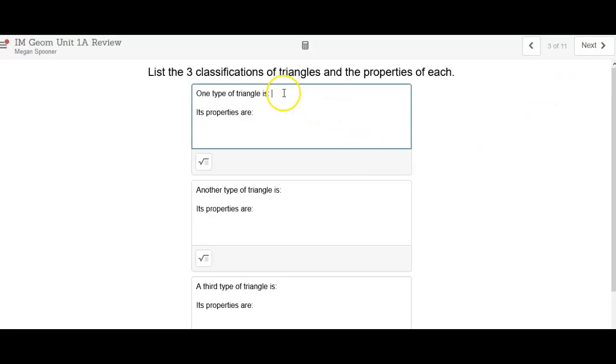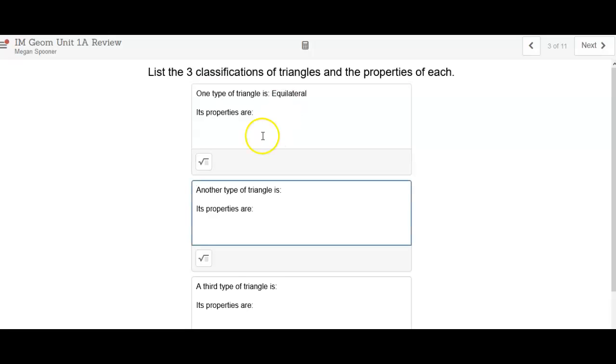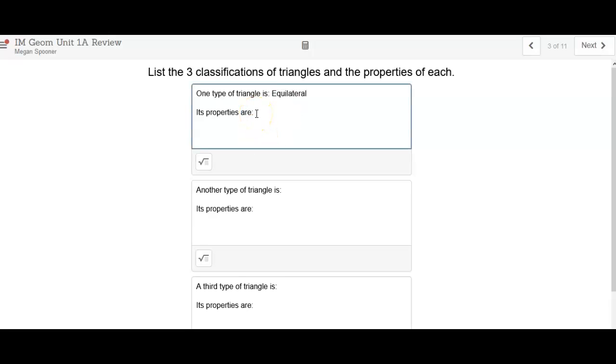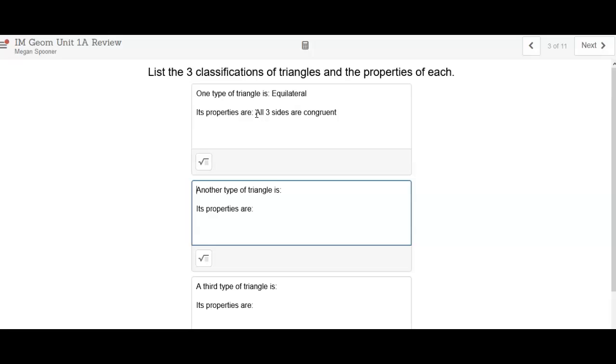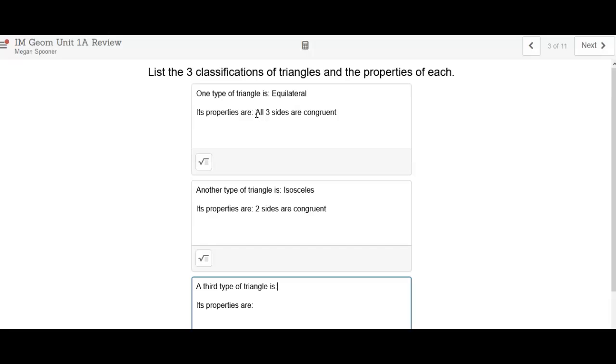So the three classifications of triangles, one of those is equilateral. And one of the properties of equilateral triangles is that all three sides are congruent. Another type of triangle is an isosceles. Let's see if I can spell that correctly. And the properties of that is that two sides are congruent. And the third type is, and this is probably the one that if you're going to get tripped up on, a scalene triangle. And the properties of a scalene triangle are that no sides are congruent.